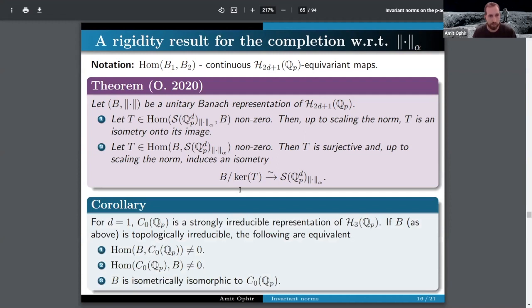And so let me rephrase it or give some corollary from it in the simplest case. So in the case where d is 1 and norm alpha is just the sup norm, then the completion by the sup norm is the space C_0, and the previous result tells us that this space is a strongly irreducible representation of the Heisenberg group. And if B is some unitary Banach representation of the Heisenberg group, and let's assume topologically irreducible, then if you have either a non-zero map from B to C_0(Q_p), or in the other direction, then B is necessarily, again up to scaling the norm, isometrically isomorphic to the Banach representation C_0(Q_p).